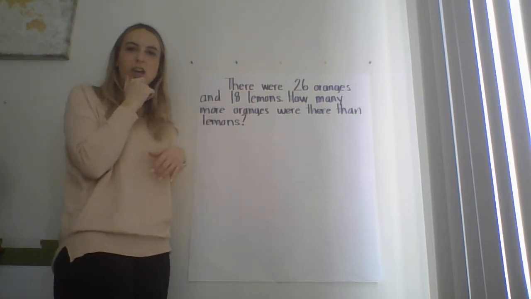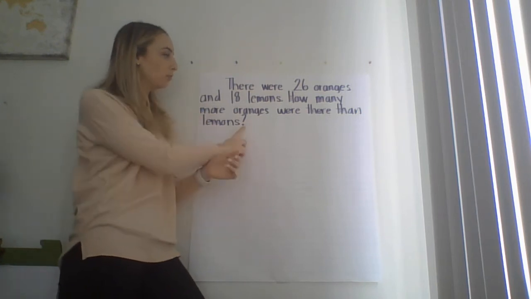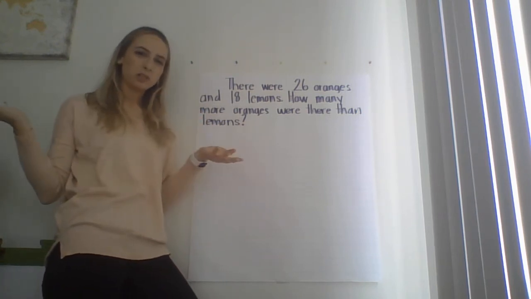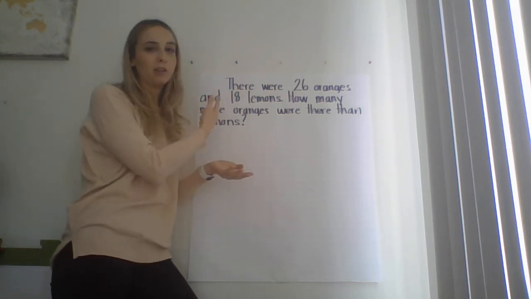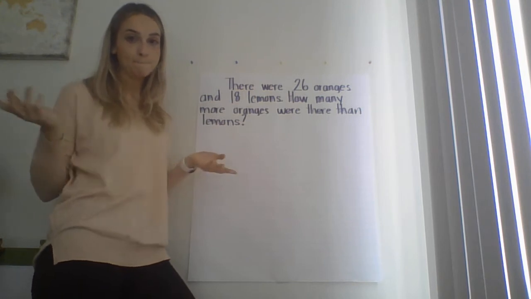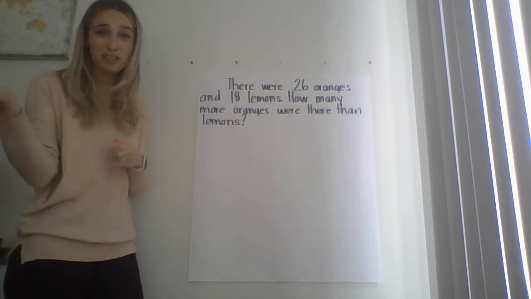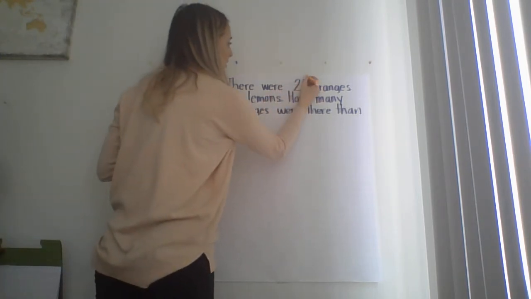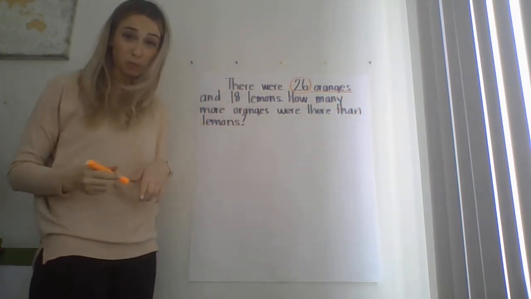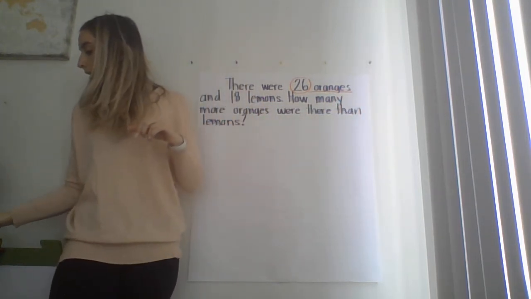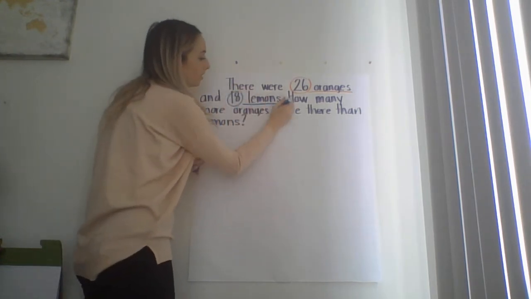So before we visualize, I want to think about what we know. So let's look at our problem. What are the parts that we know? Tell your big person the parts that we already know. All right, so we know that there is 26 oranges, and you guys can mark up your problem too as I'm reading it. And there's 18 lemons.